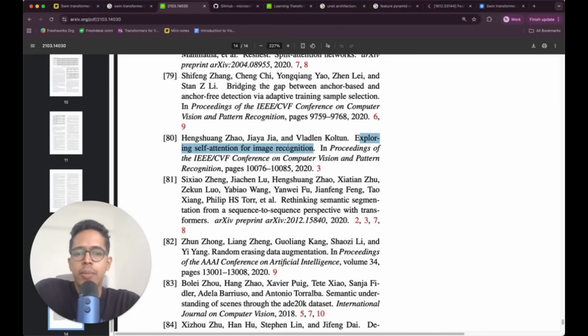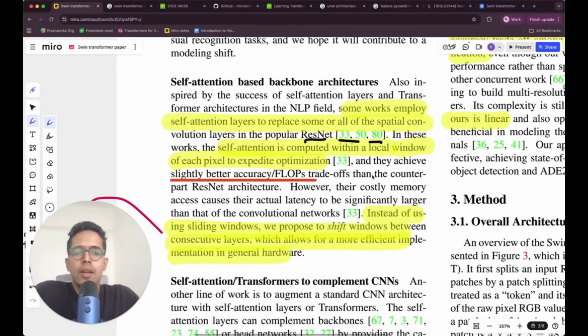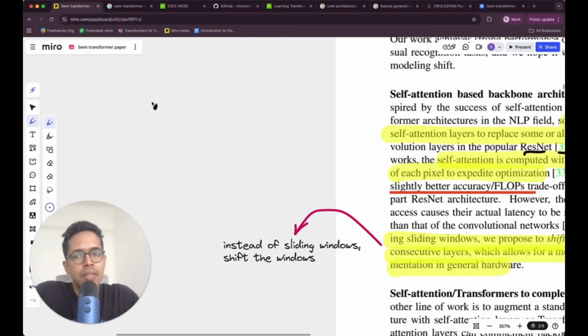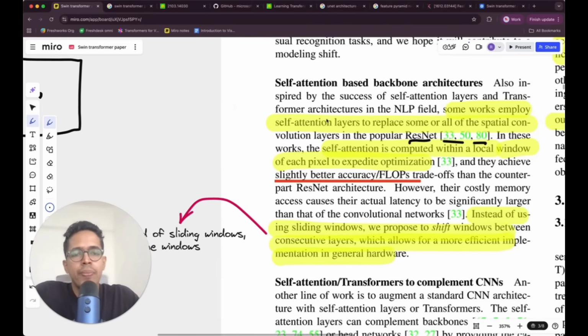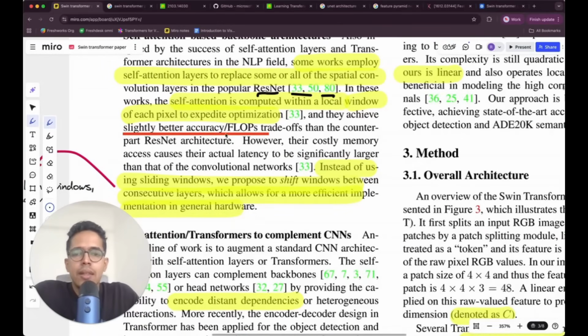So I guess there are many papers which have explored the usage of self-attention for image tasks. Vision Transformer and Data Efficient Transformer are not the only papers; they just happen to be the most famous ones. In these works, self-attention is computed within a local window of each pixel to expedite optimization. You consider one pixel, this dot, and then you consider one window. This pixel will be the query that is attending to all the keys, which are all the other pixels inside this window. And they achieve slightly better accuracy/flops.